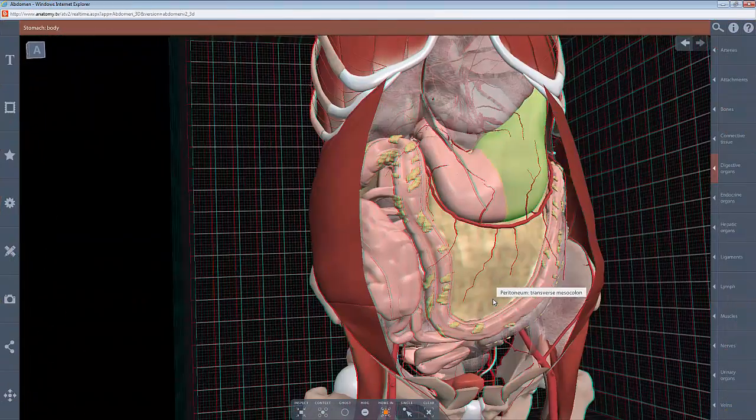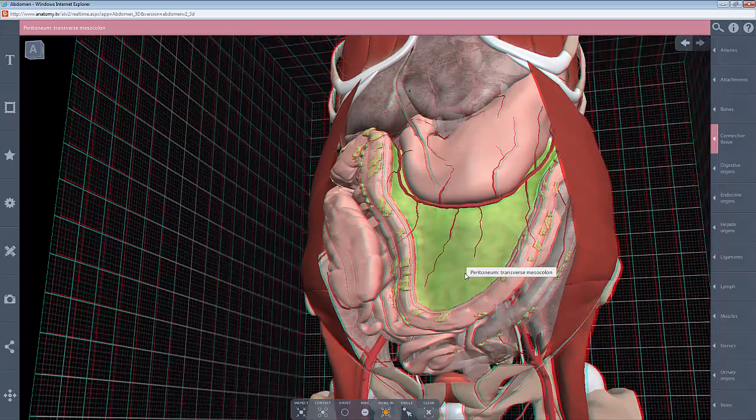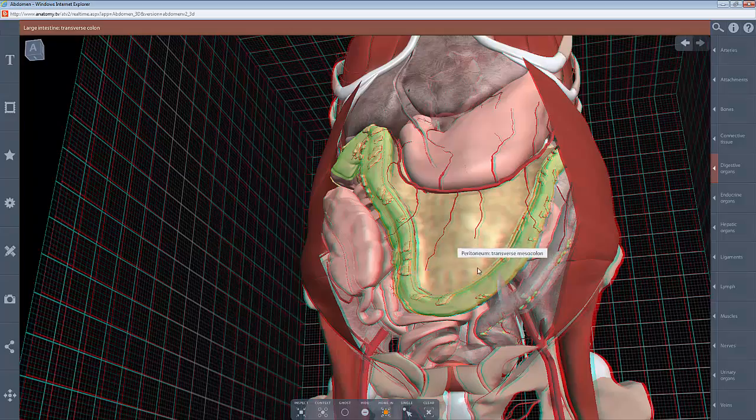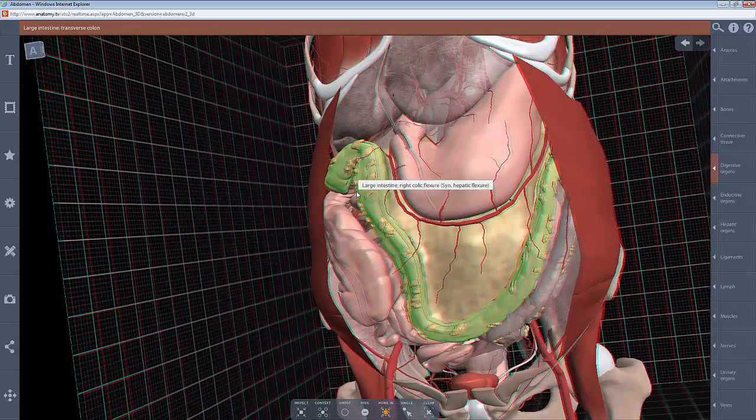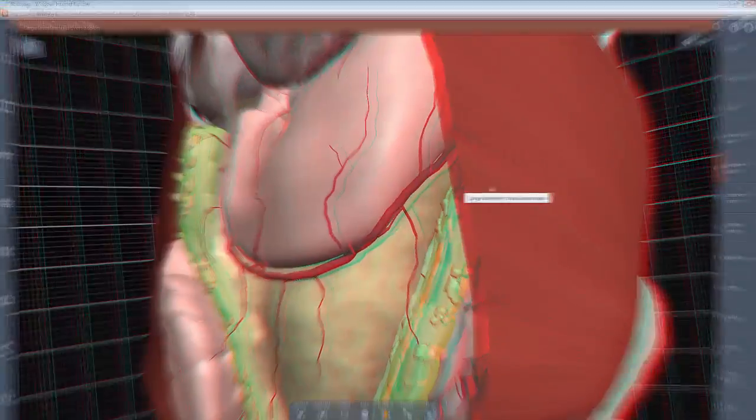So here's our stomach. Hanging off of the stomach here is the transverse mesocolon. The transverse mesocolon helps attach the transverse colon, which begins up here at the right colic flexure and then goes all the way over to the left colic flexure.